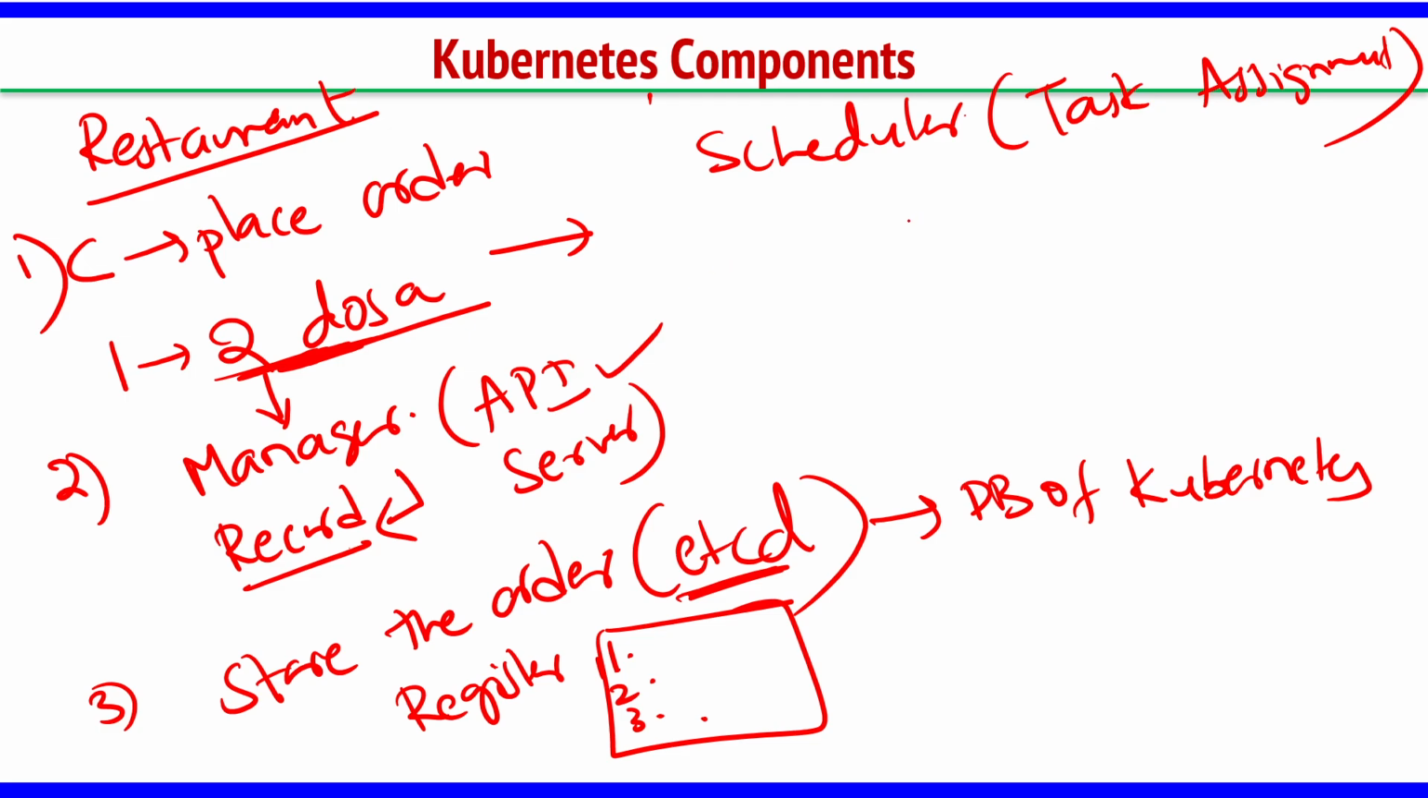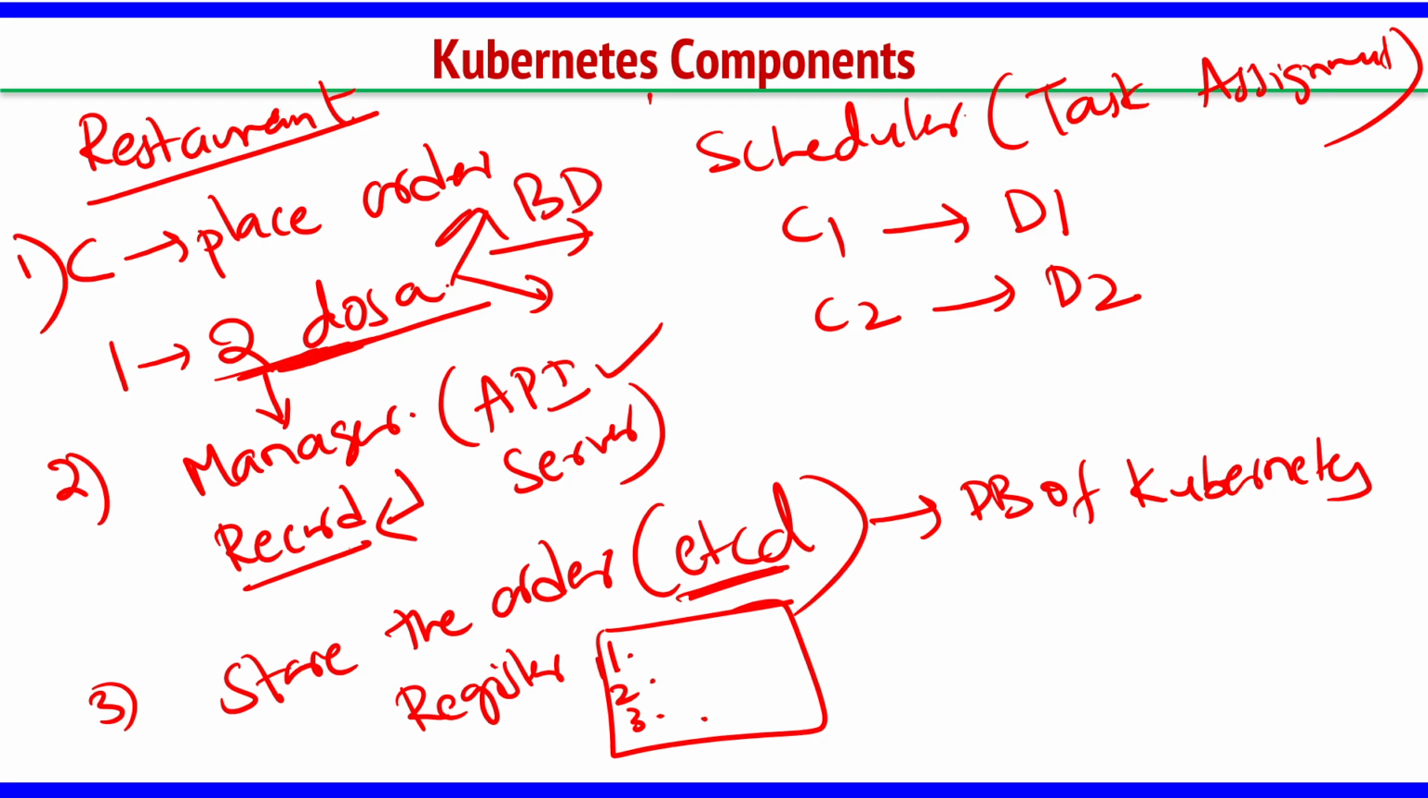Okay, so it is automatic. Let's say there are two chefs, C1 and C2. One has been told to prepare dosa 1, the other to prepare dosa 2. Maybe I am ordering two different types of dosa here: this is some butter dosa and this is some ghee dosa. So I tell chef 1 to do dosa 1, and chef 2 to prepare dosa 2. That is the job of the scheduler.